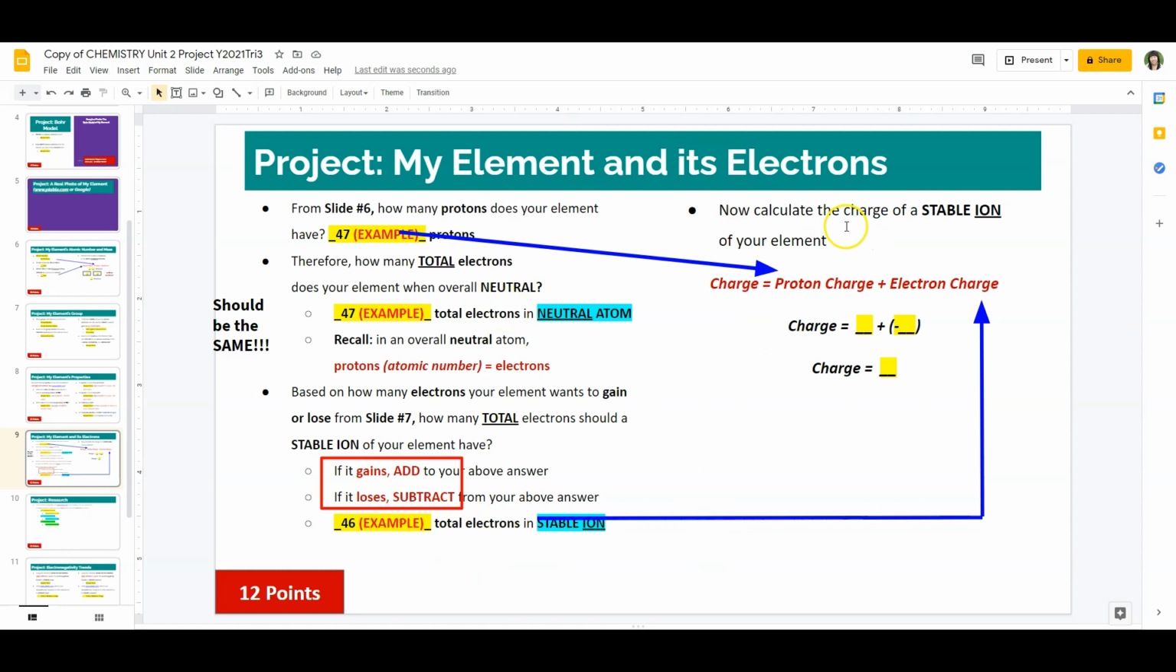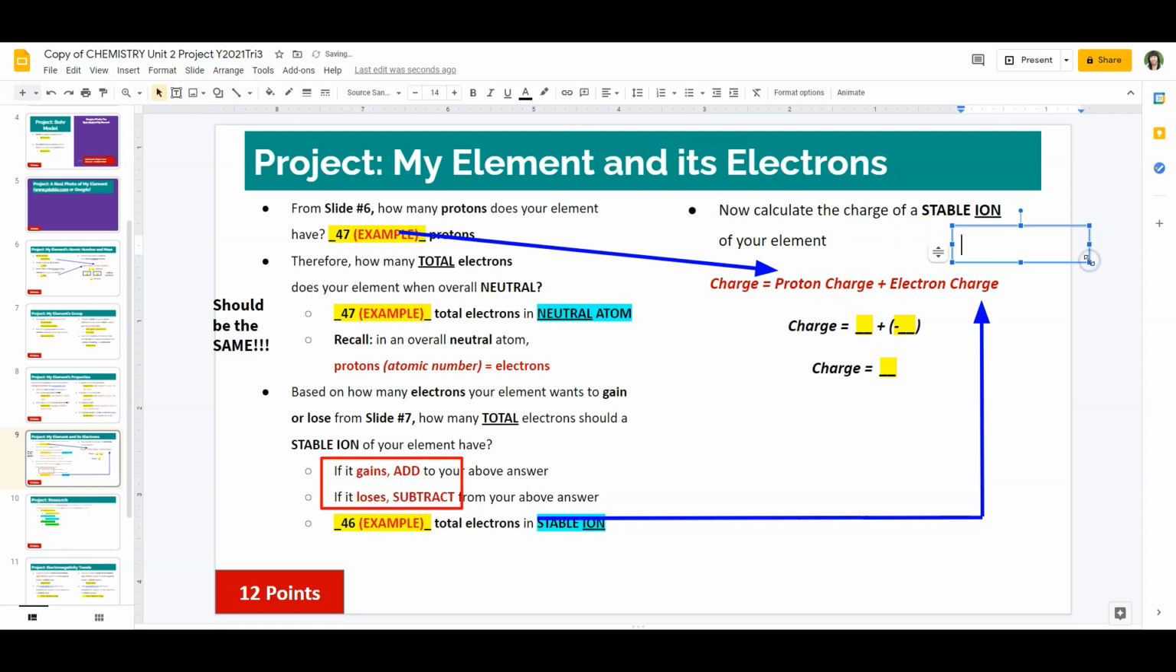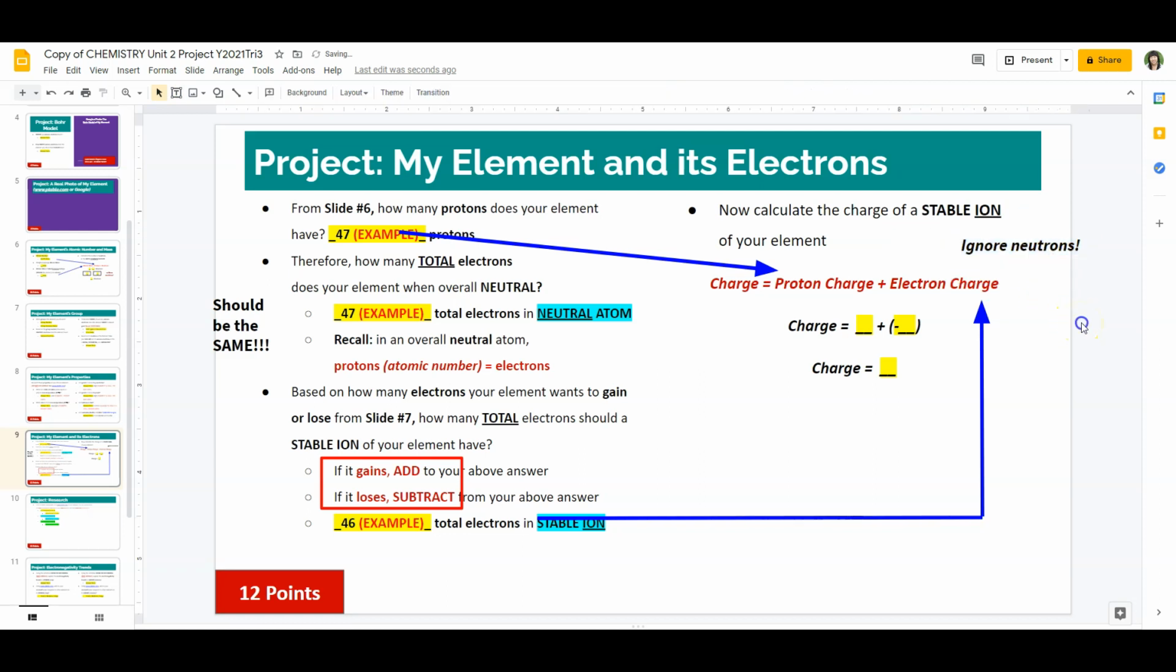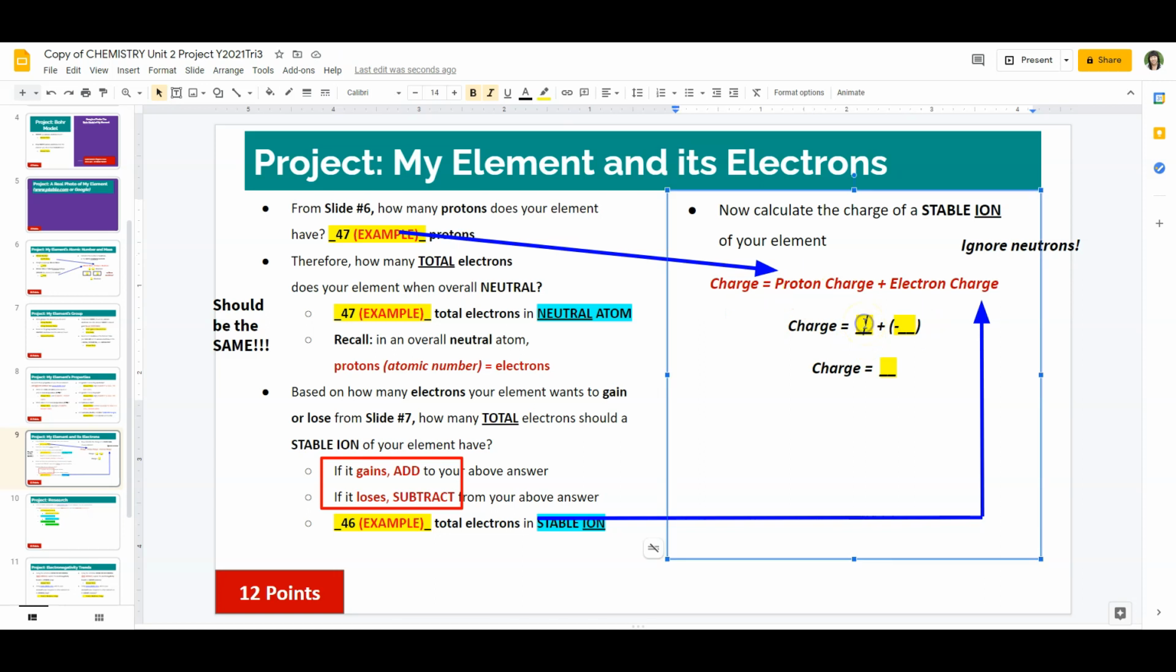Now what it's going to ask you to do is to calculate the charge of a stable ion of your element. Remember, an ion means that you're calculating charge. Charges only come from protons and electrons. We ignore neutrons because neutrons are neutrally charged, so they don't affect charge at all. So what we're going to do is enter the proton charge, which should be positive. For my example, I had 47 here, so I would have positive 47.